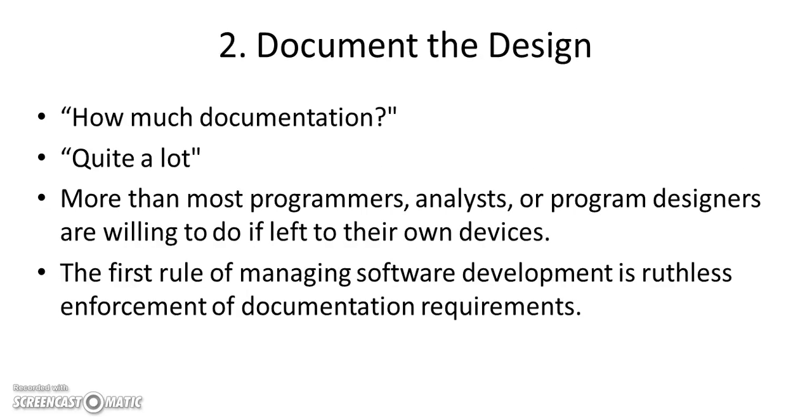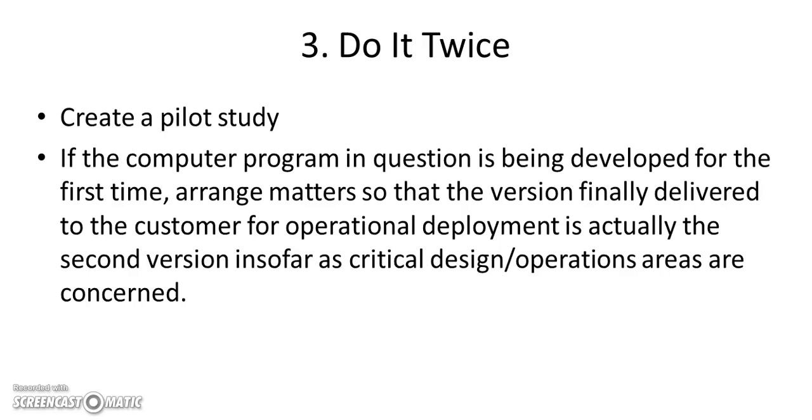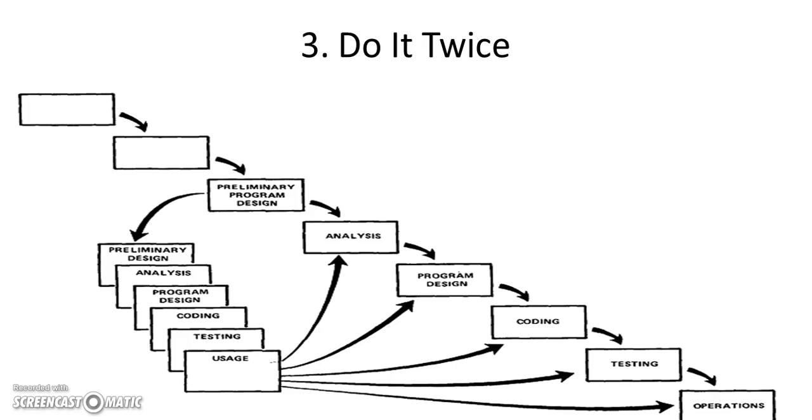Document the design a lot. Document. It's really important. And at every point, there should be different kinds of documentation. Do a pilot, do a rapid prototype, is what Royce is saying. Again, this is 1970, and Royce is saying, do a rapid prototype as quick as you can. So in the preliminary program design stage, jump immediately into an iteration, get something quick up and running, and then how will that feed into your analysis, program design, coding, testing, and operations.